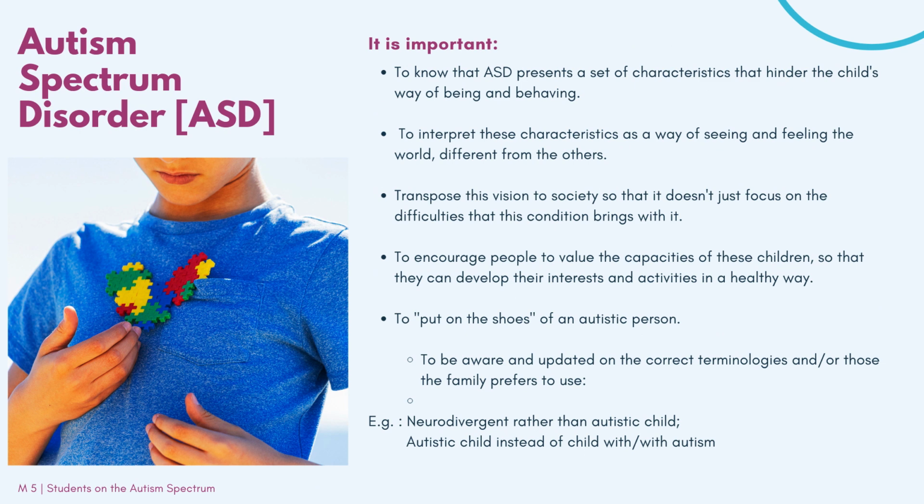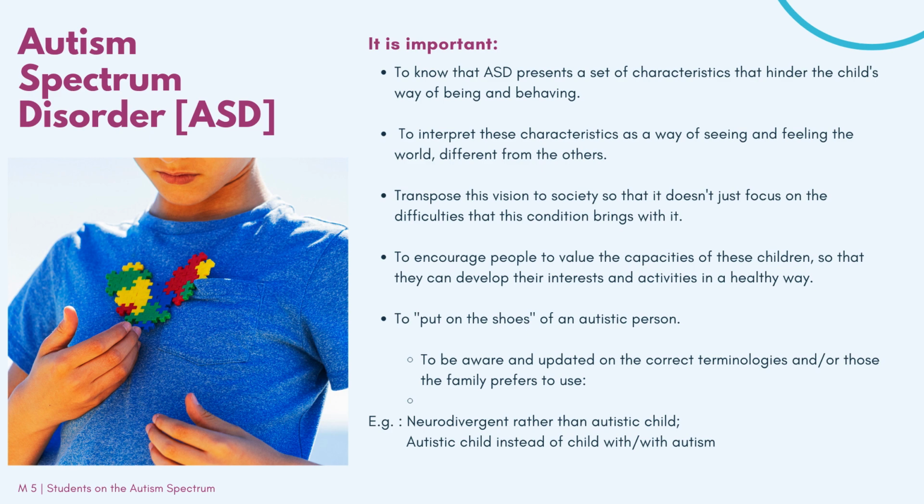It is important we know that autism spectrum disorder presents a set of characteristics that hinder the child's way of being. However, it is fundamental that we perceive these characteristics as a way of seeing and feeling the world distinct from others. Owning up to this vision is crucial for society not to focus only on the difficulties that this condition entails. Encourage people to value the abilities of these children so that they can develop their interests and activities in a healthy way. Therefore, parents, relatives, teachers, and other professionals are invited to assume an empathic role and try to put on the shoes of these children. Only in this way can they understand and help them to overcome their difficulties and also enhance their capacities by adapting appropriate strategies.